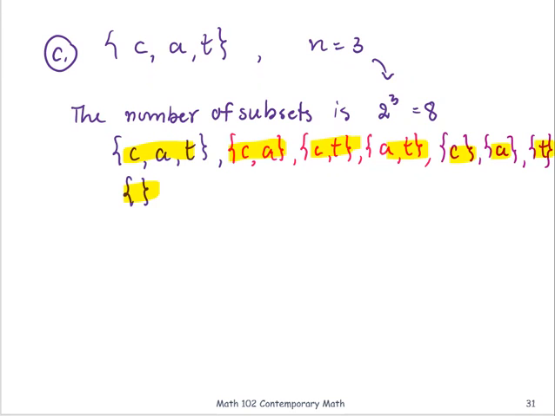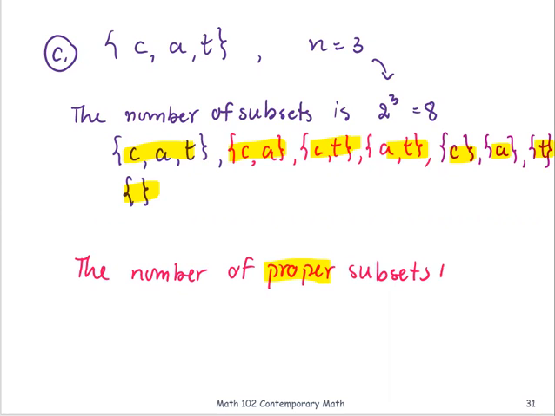And the second part, we're going to compute the number of proper subsets. The key term is proper. Proper means we don't take the original set as a proper subset. To compute it, it is 2 to the power 3, or 2 to the power n, and then subtract 1. And the total would be 7 proper subsets for this set.